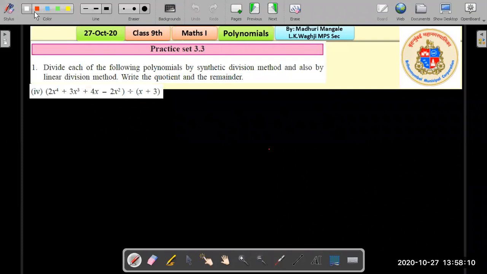So again here, how do we begin? We check if the degrees are in descending order. So this is a different type of problem where the degrees are not arranged. So let us quickly arrange the degrees in descending order.